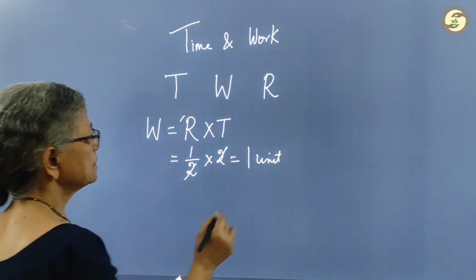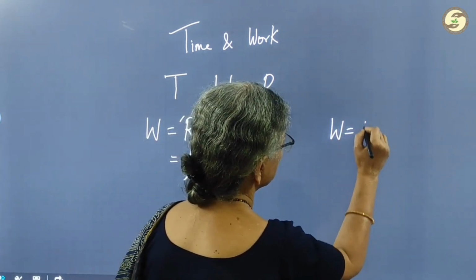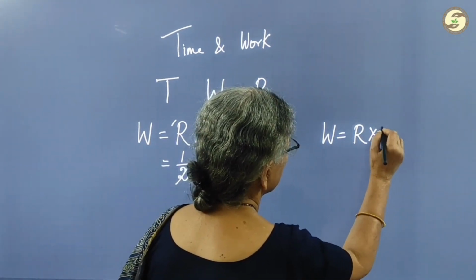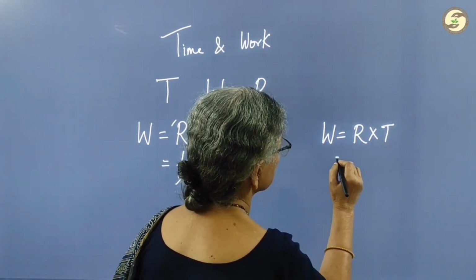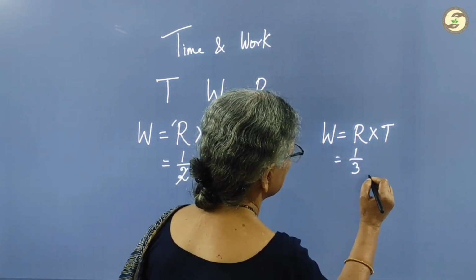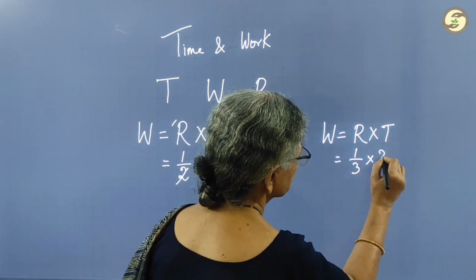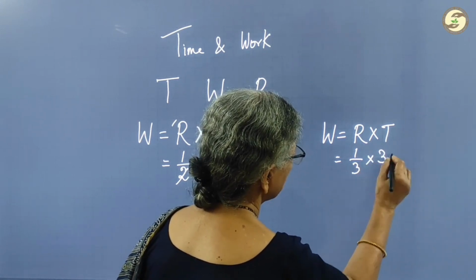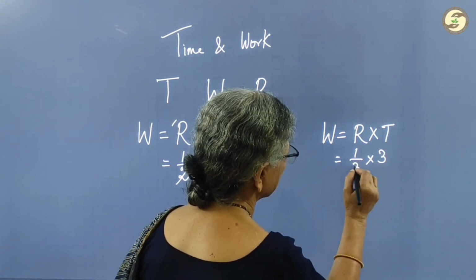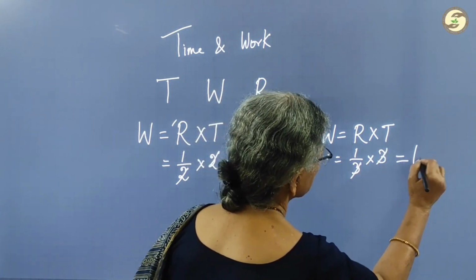And for Mohan, again W is equal to R into T, and for Mohan, rate of work is 1/3 of the wall painted per hour into, he took 3 hours time. So 3 hours and 1/3 of the wall per hour. So total work done is again 1 unit.